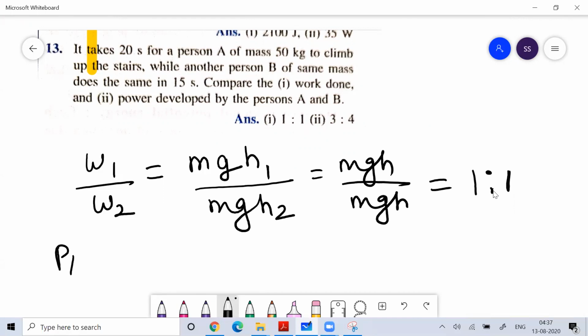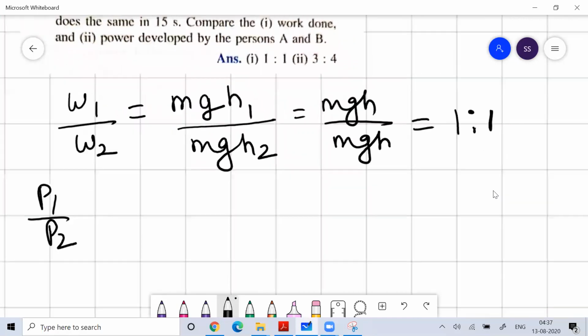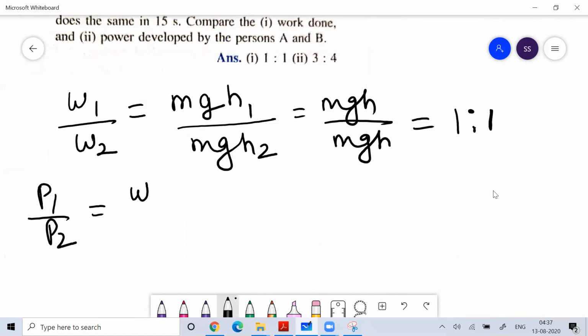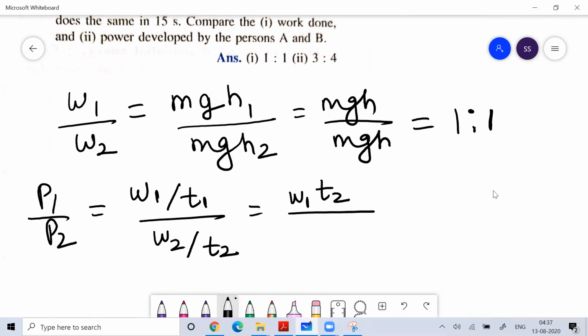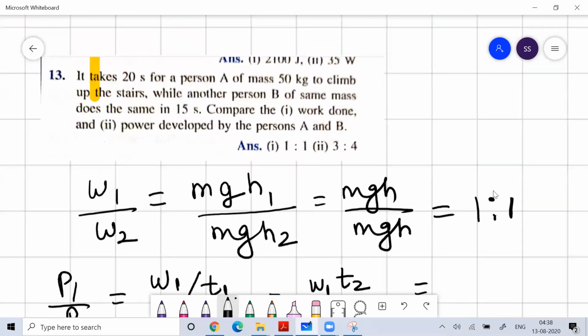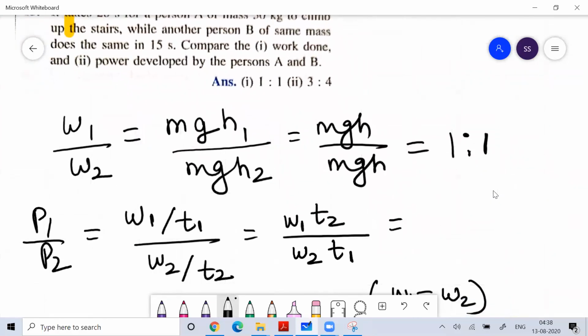And compare the power. So when you say power, P1 by P2, power is work done by time taken. So you can write this as work done into time taken by the second person divided by work done by the first into T1. Both the work done is the same. So this is T2 by T1. The first one takes 20, the other takes 15. So the ratio will be 3:4. Very simple problem.